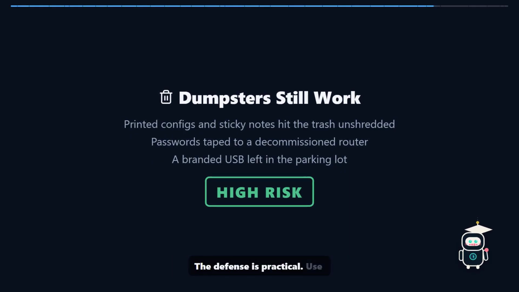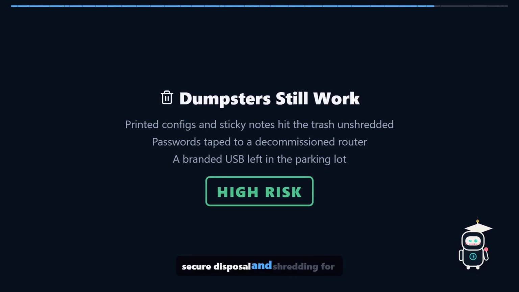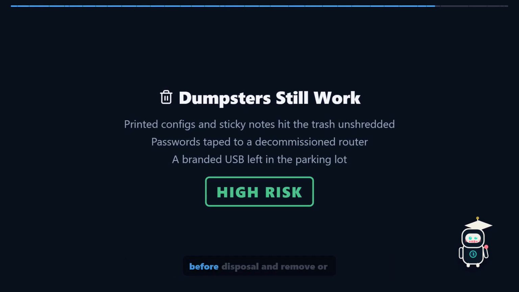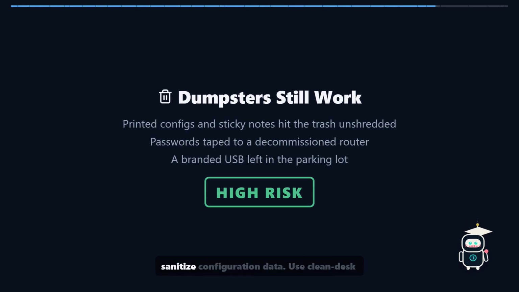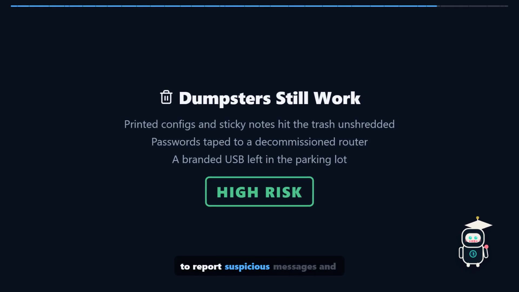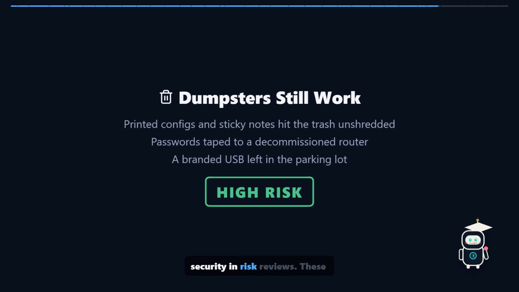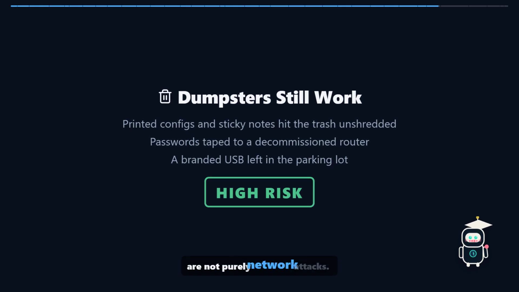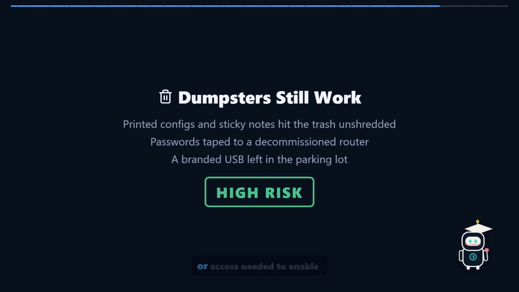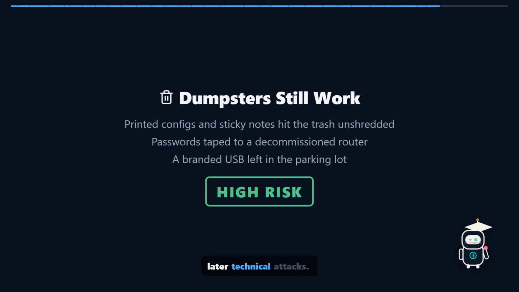The defense is practical. Use secure disposal and shredding for sensitive documents. Review decommissioned hardware before disposal and remove or sanitize configuration data. Use clean desk and screen lock practices. Train employees to report suspicious messages and unknown devices rather than interacting with them. And include physical security in risk reviews. These are not purely network attacks. They are examples of how attackers can gather the information or access needed to enable later technical attacks.